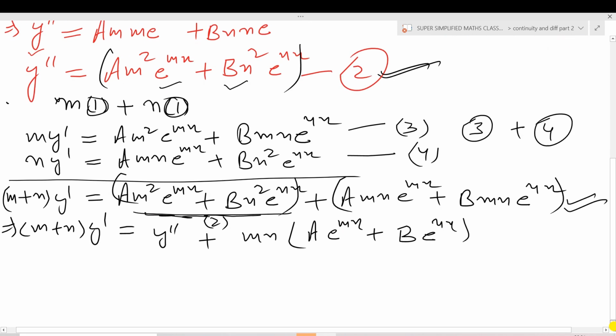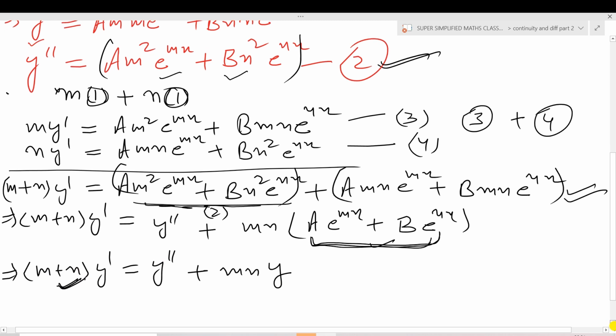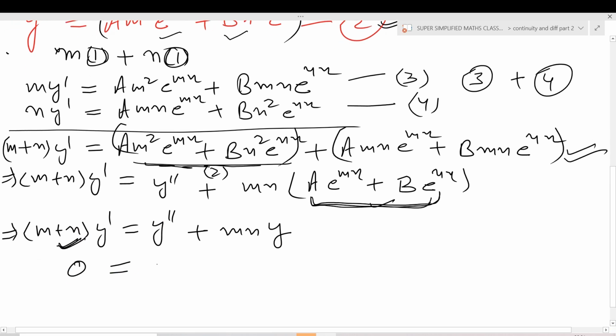Now I notice that this expression is nothing but the given expression y. So I can replace this expression by y. I rewrite this equation as m plus n y dash is equal to y double dash plus mn times y. Now I can rewrite this equation by taking this term also on the right hand side. So we get left hand side becomes 0, y double dash minus m plus n times y dash plus mny, and this is what we had to do.